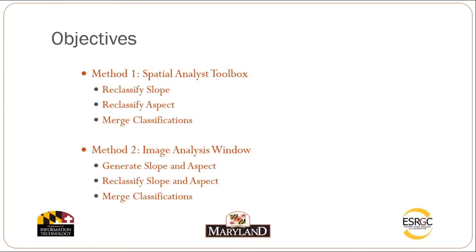Using two methods, our first in Spatial Analyst Toolbox, we'll reclassify slope, reclassify aspect, and merge the two classifications. Our second method, using the image analysis window, we'll generate slope and aspect, reclassify slope and aspect, and merge the two classifications.